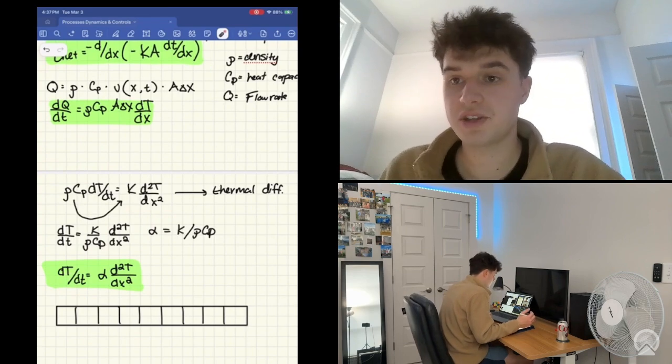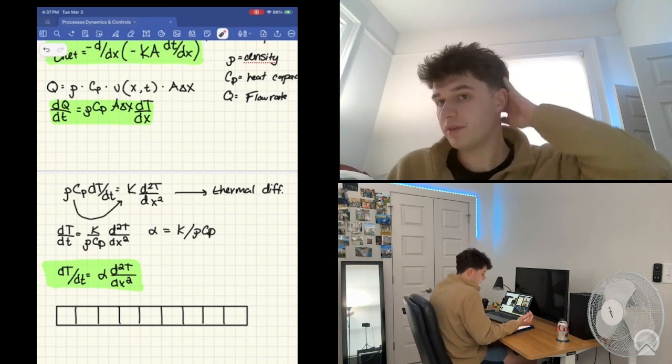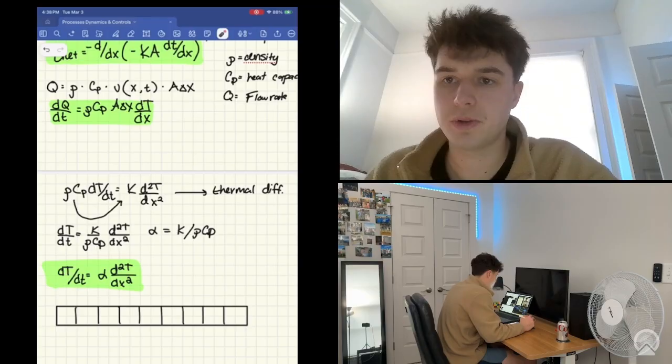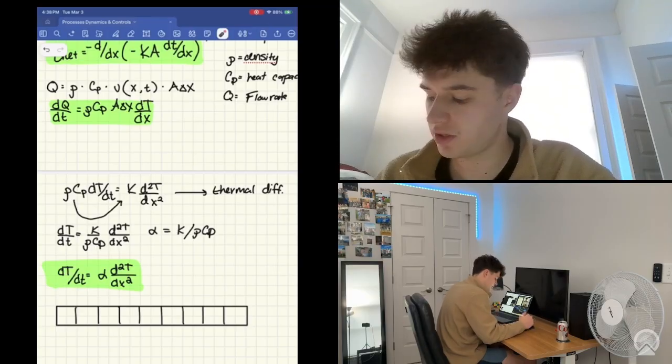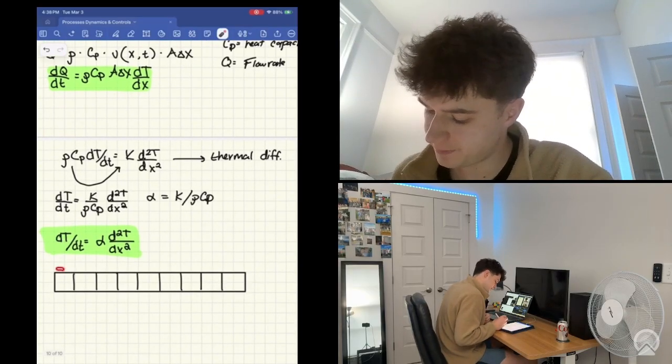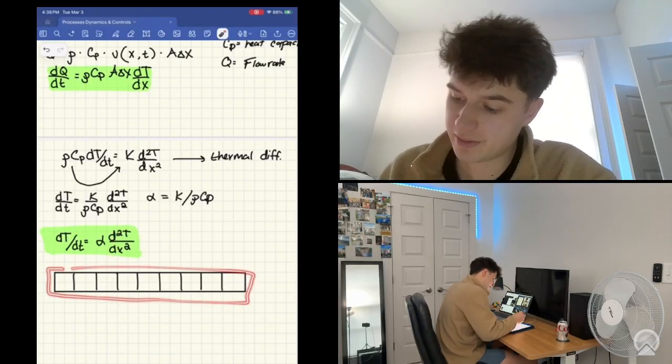So this is the final equation, which is the final answer for part 1 of this homework. And now we are going to put this in algebraic terms, and we are going to actually use this bar here to do that. And now I can continue writing.